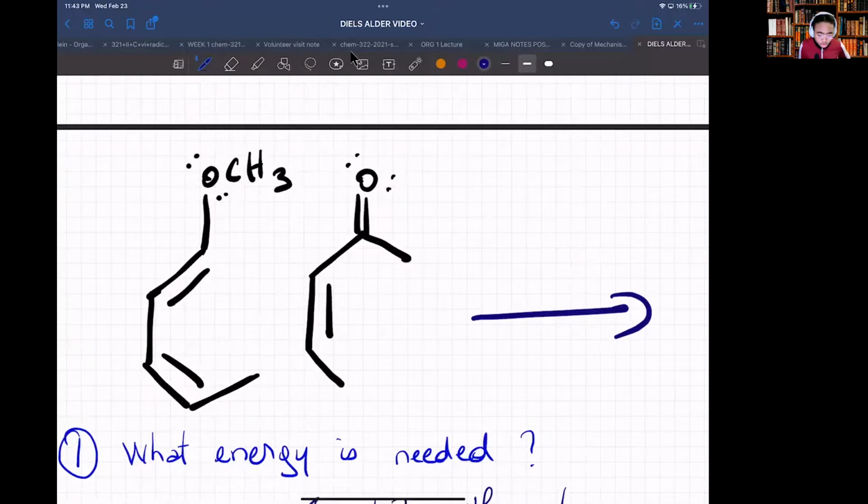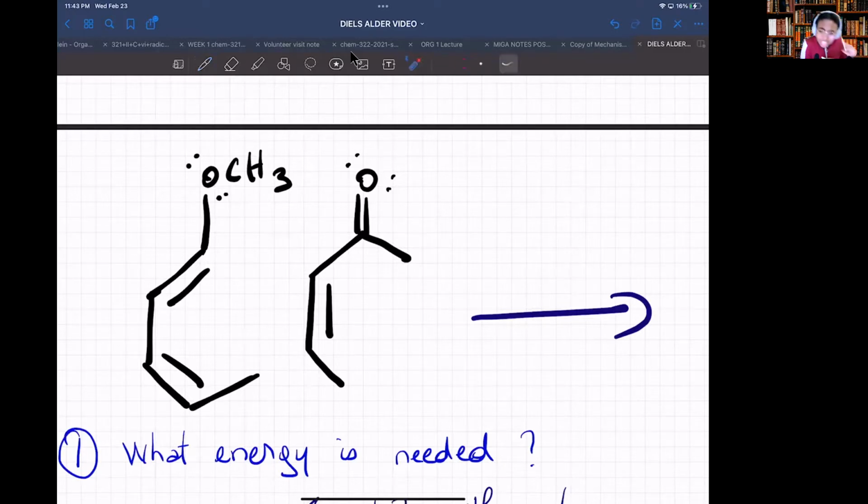Imagine that the professor is giving you this on the exam. The professor says, predict the product. Okay, first step I would do: let's determine what energy we will need to close the ring.